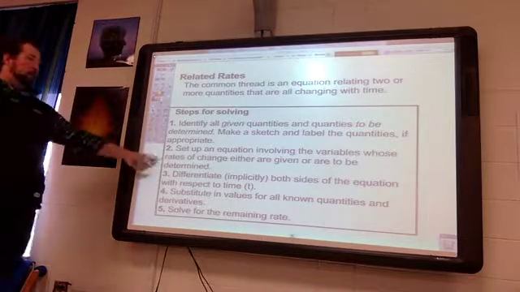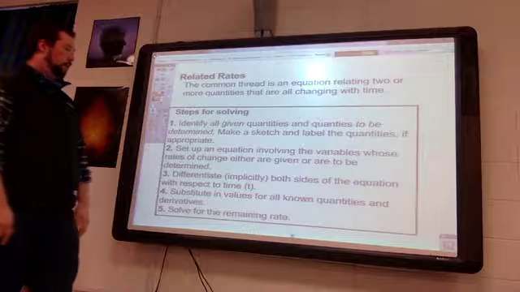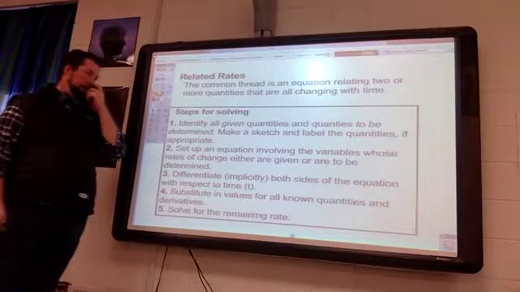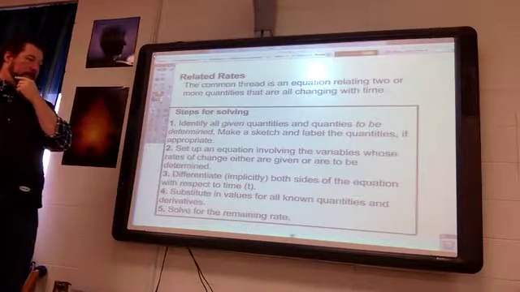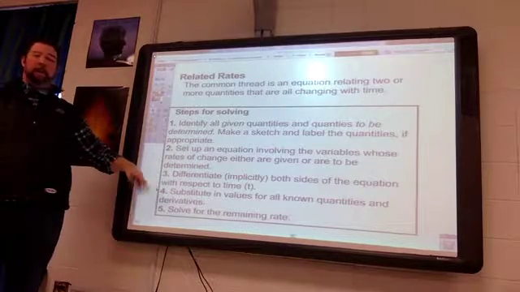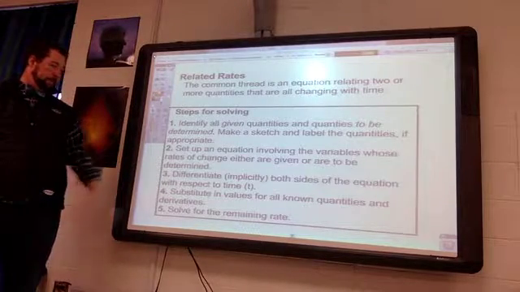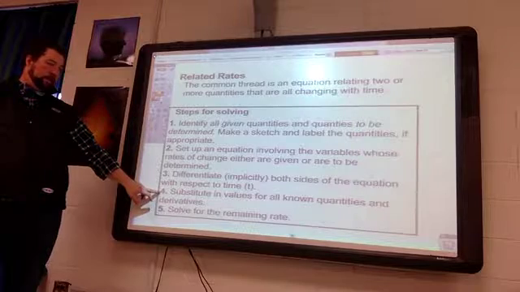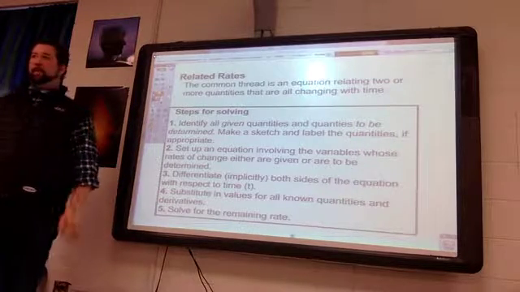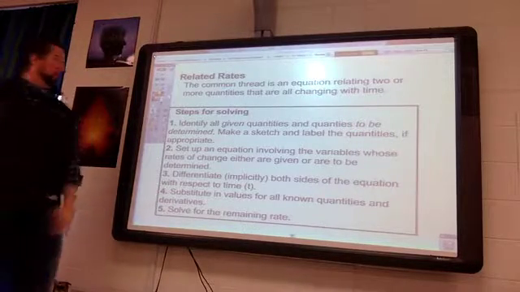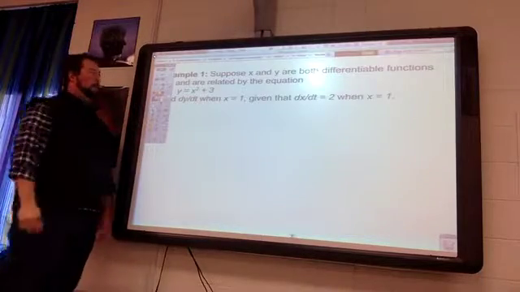Step 2: set up an equation involving the variables whose rates of change are either given or are to be determined. Step 3: differentiate implicitly with respect to time. Then substitute all the things you know and solve for the remaining rate, which is what you're going to be looking for. Let's start off with an easy problem.